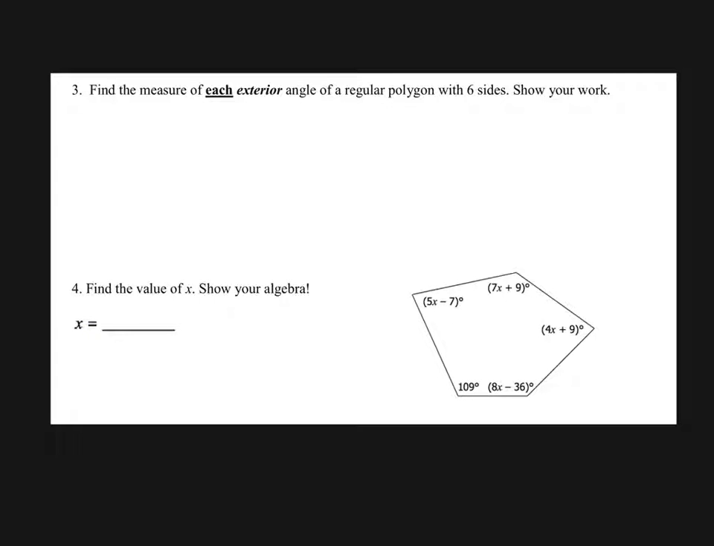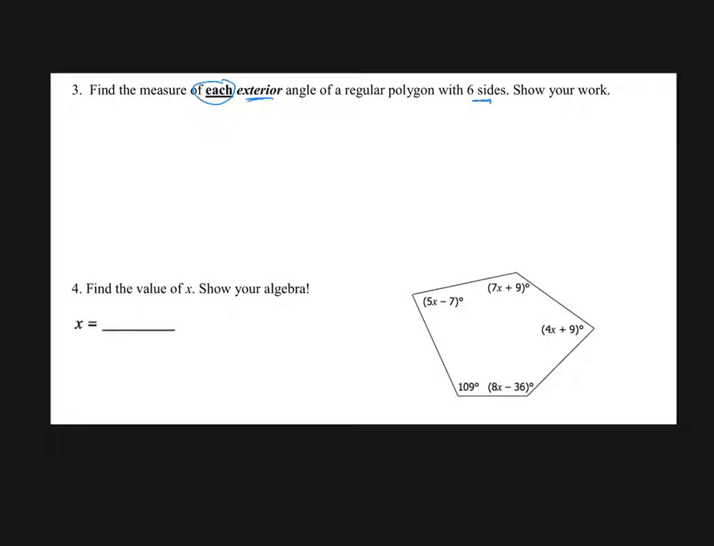For number 3, it says find the measure of each exterior angle of a regular polygon with 6 sides. So that would be your each angle for exterior angles formula from the previous slide. So go back and grab that formula and work that one through. And that answer is not a decimal, comes out nice and clean.